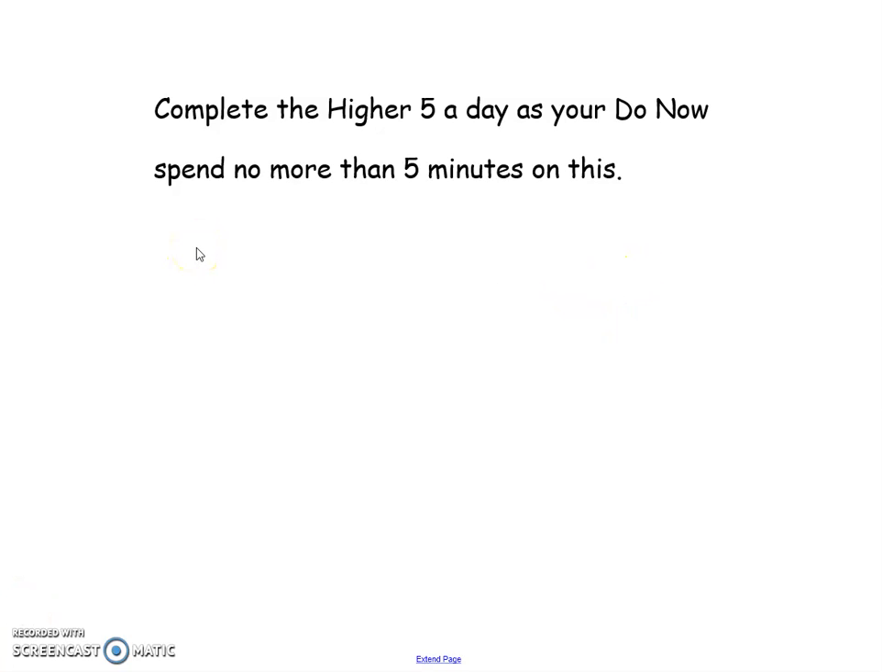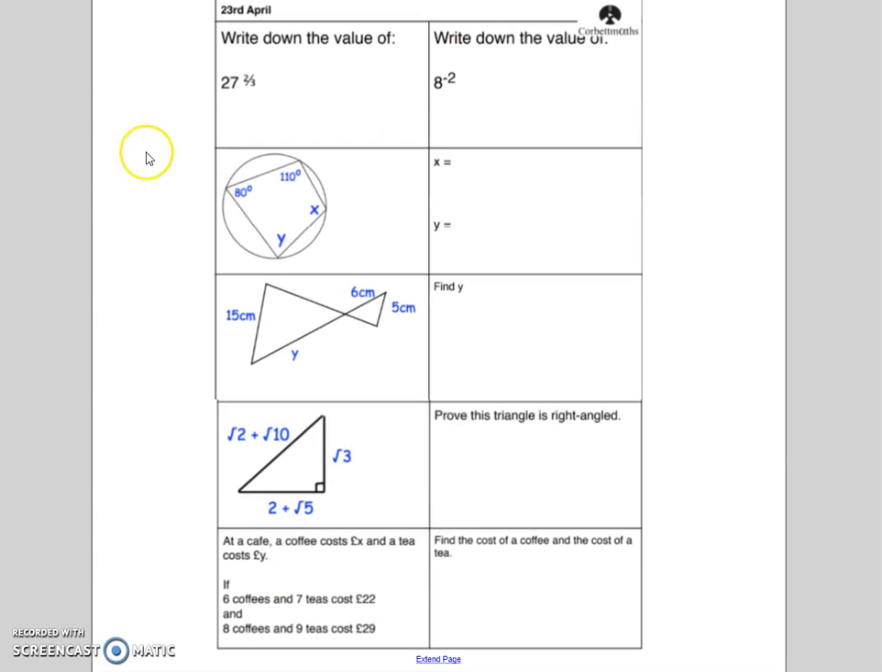So we're going to start off our lesson as we always do with our lovely Corbett Higher 5 a day. Spend about 5 to 7 minutes on this. The questions involve a few more steps, so spend a little bit more time on there. If you have any problems, please do email me. So here it is. I will also attach it as a PDF file to make life easier.